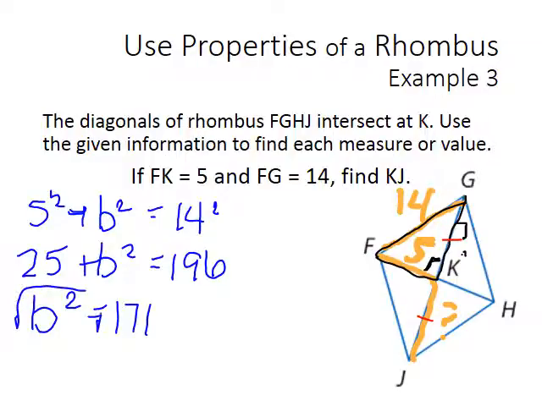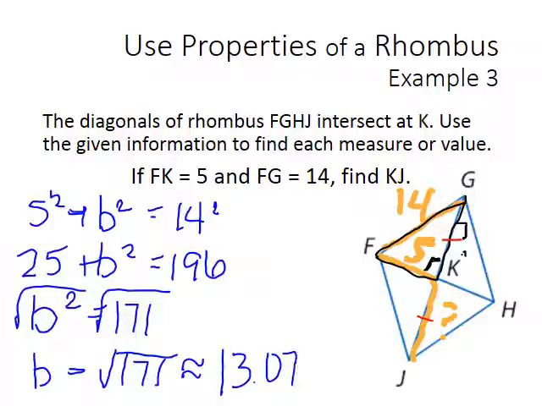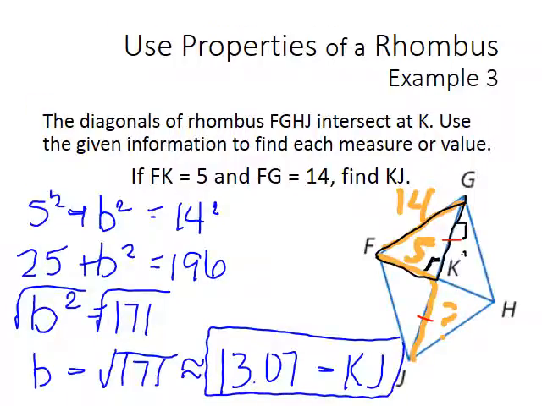Take the square root on both sides. B, the missing leg, is the square root of 171, which is approximately equal to 13.07. That's the length of GK, which is also the length of KJ. So there's our missing part. We used quadrilaterals and triangles to find that.